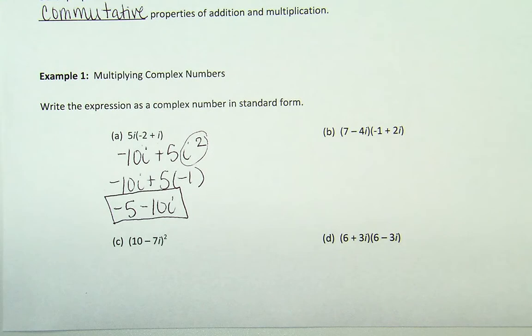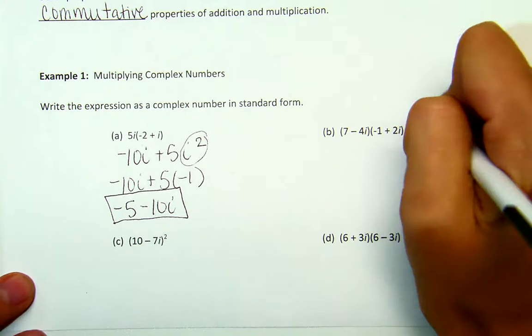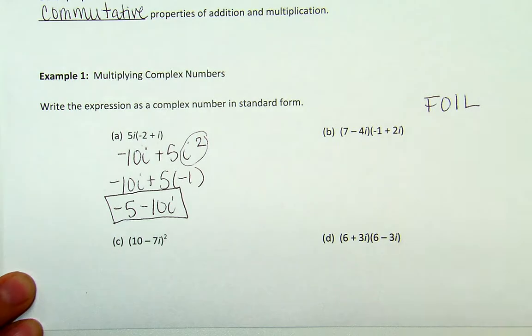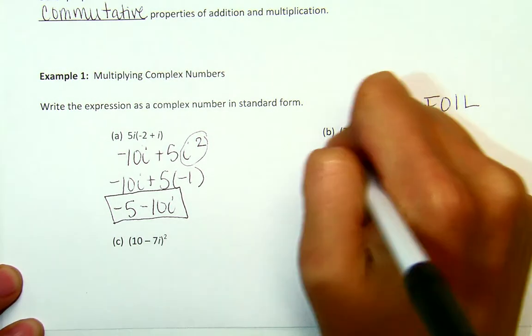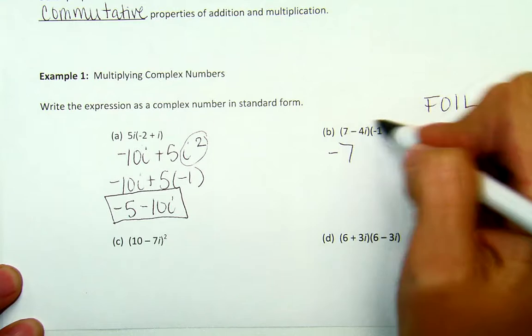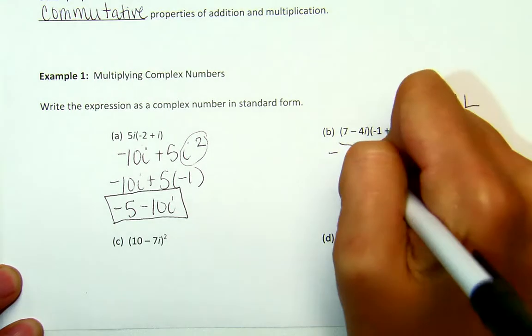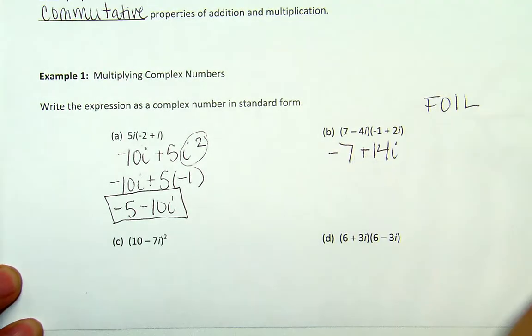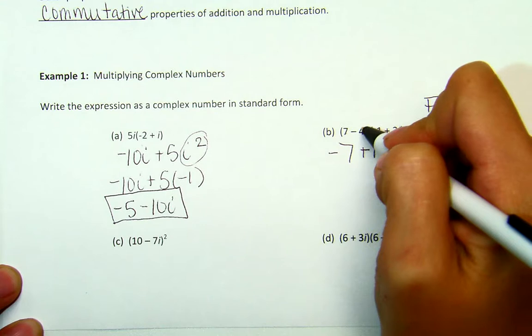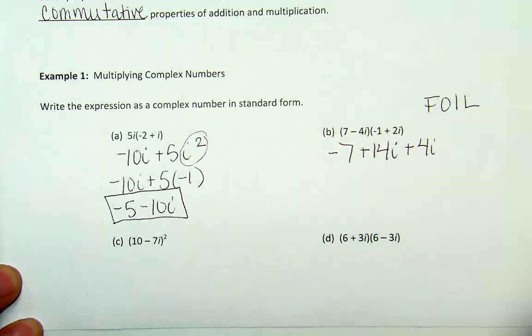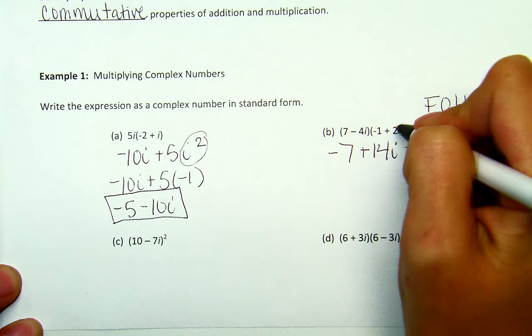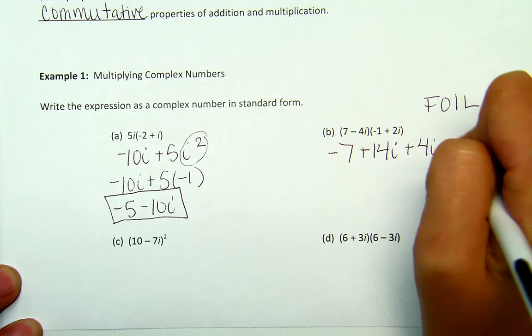Letter B, we're going to use our FOIL method here. So our first, outer, inner, last. Our first two terms when we multiply them, 7 times -1 is a -7. Our outer two terms, 7 times positive 2i is a positive 14i. Inner is -4i times -1, which is a positive 4i. And -4i times a positive 2i gives us a -8i squared.